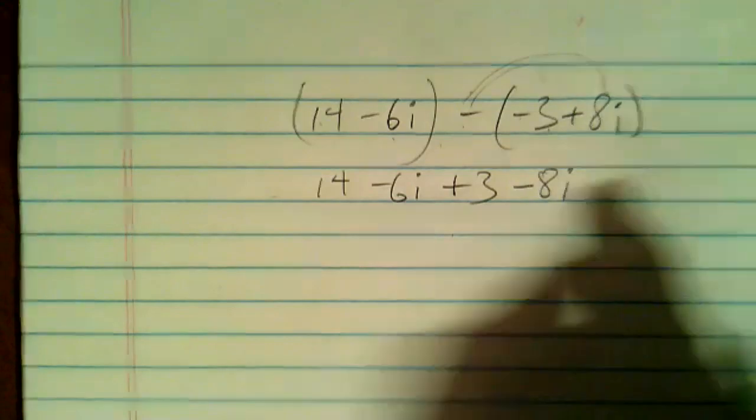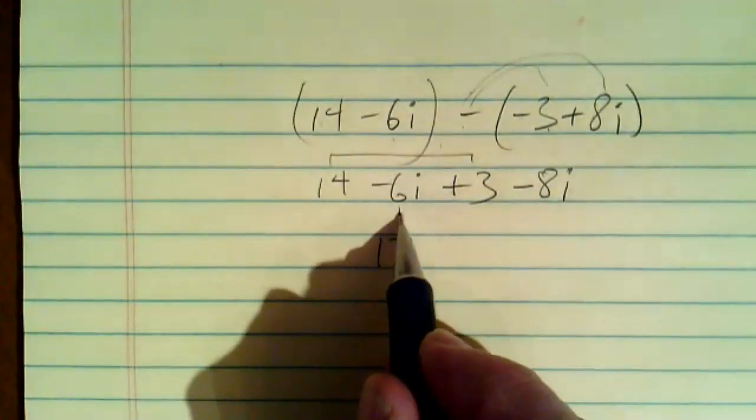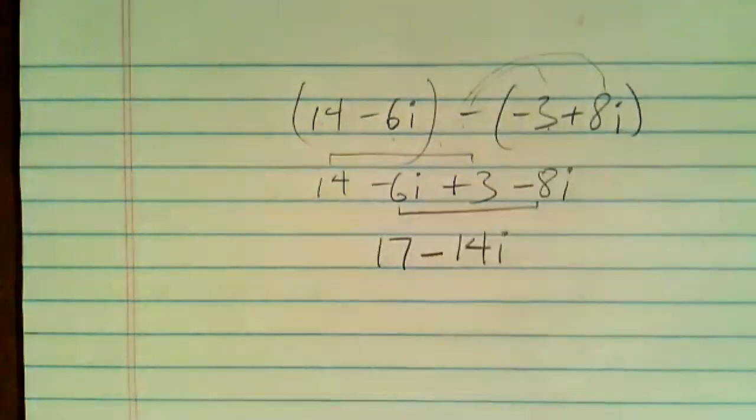And again, you're just combining like terms. 14 and positive 3 will give you 17. -6i and -8i will give you -14i. Still pretty straightforward. You're basically just combining like terms.